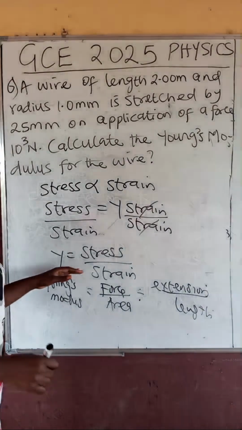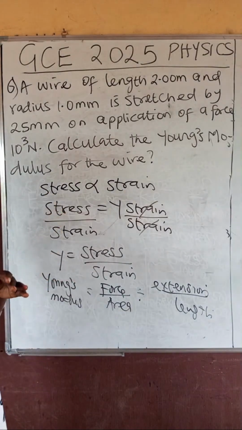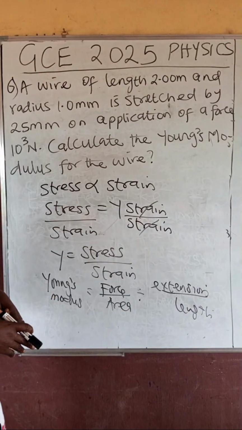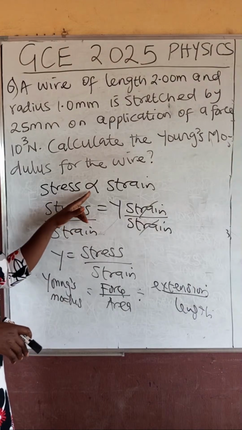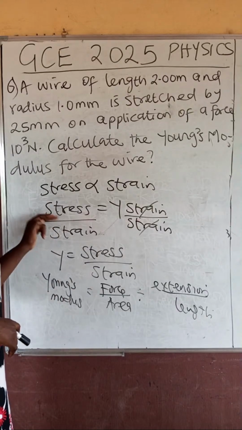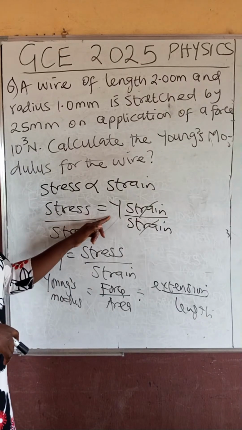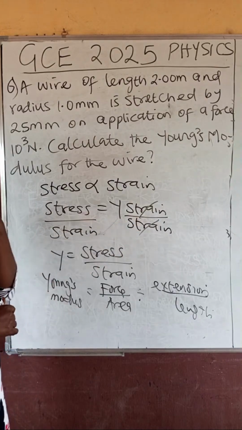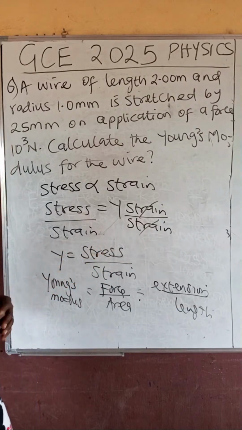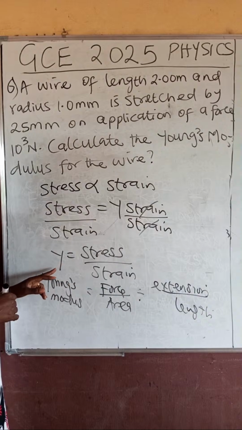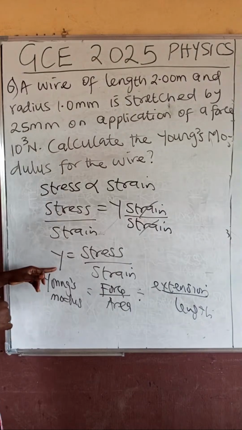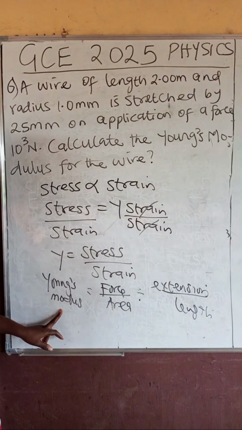All right, so let me go back. Now I have that from Hooke's law, stress is proportional to strain. Then, when we remove the proportionality and introduce a constant, that is Y, it means that stress is equal to Y times strain. Now I want to make this the subject by dividing both sides by strain, and we cancel. So Y is equal to stress over strain. So this Y is what we say to be my Young's modulus.